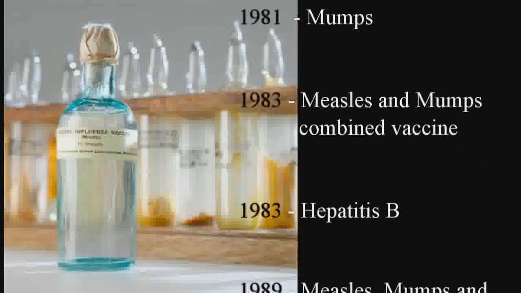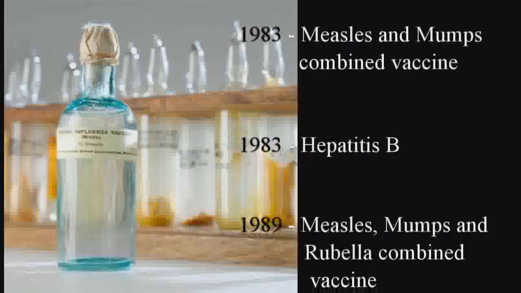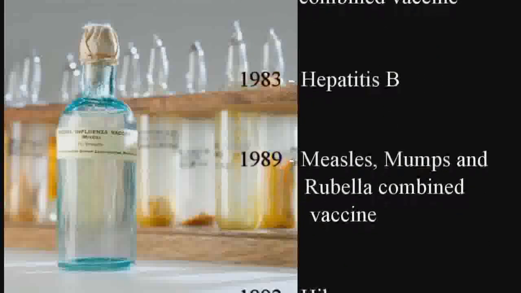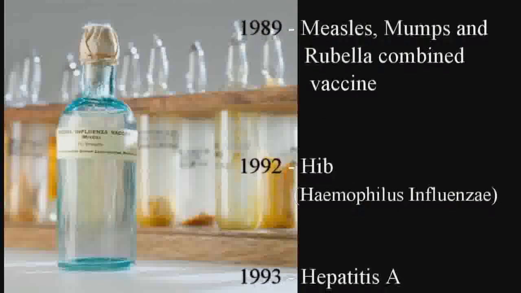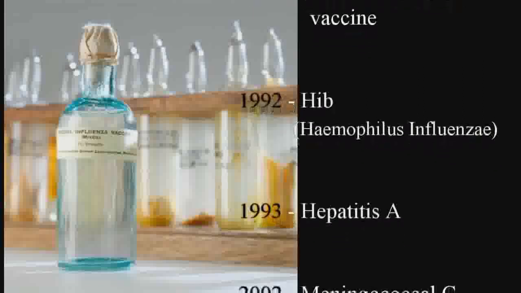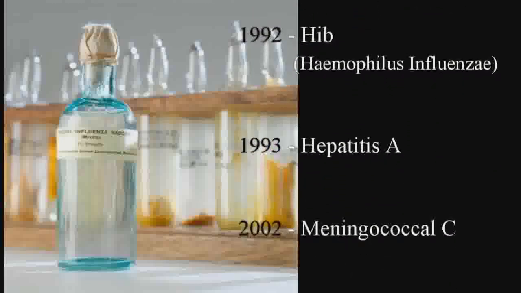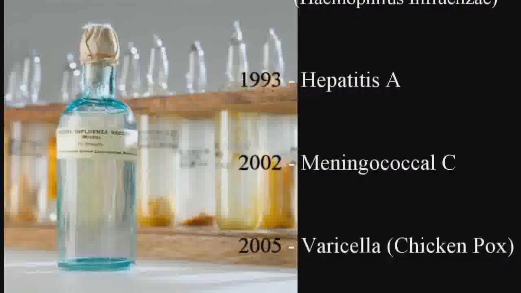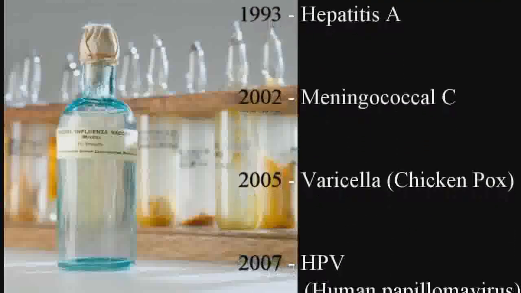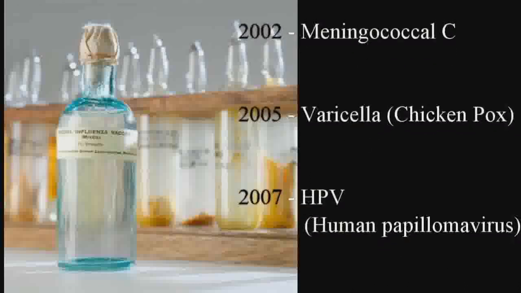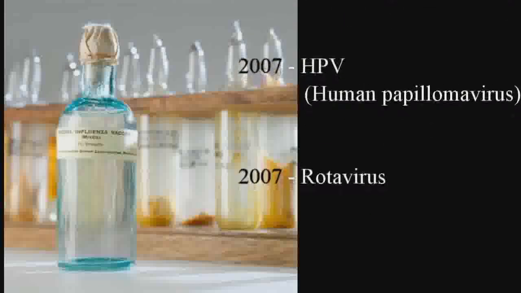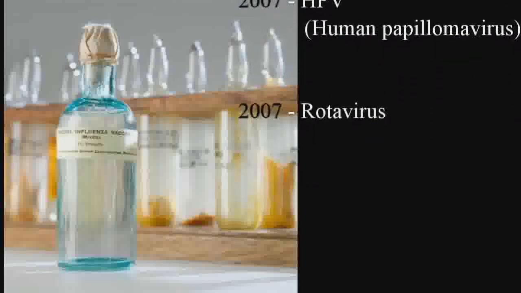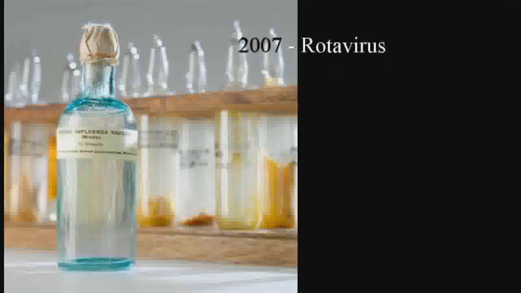1989 measles, mumps and rubella combined vaccine, 1992 Hib, also known as Haemophilus influenzae, such as meningitis or septicemia, 1993 hepatitis A, 2002 meningococcal C, 2005 varicella, 2007 HPV, and most recently in 2007 rotavirus. This is not an exhaustive list and does not include the ceasing, improvement and combination of some vaccines.